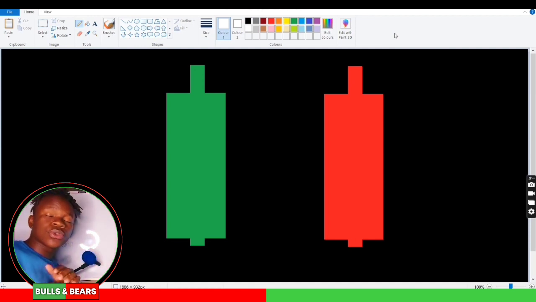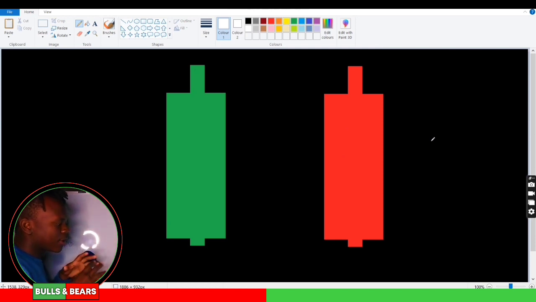So in today's episode, I'm actually going to talk about candlesticks, how they are formed, and what really happens when a candlestick is formed. As you can see on the screen here, we have this green candle and this red candle here.